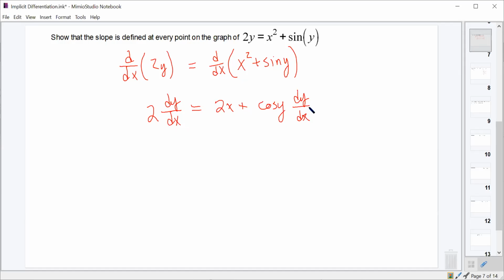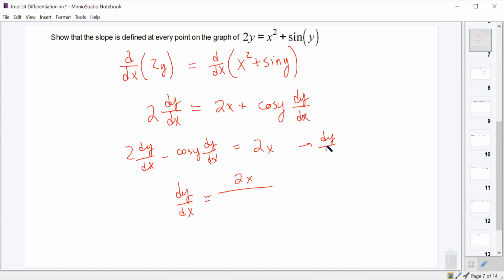for dy dx. So how about we subtract the cosine y dy dx? And just leave the 2x on the right by itself. And then what can we do? We can factor out the dy dx over here and then divide by what's left. So what does dy dx end up being totally? It's 2x over what? Negative cosine y. Don't forget this 2. Negative 2 cosine y. Hold on.